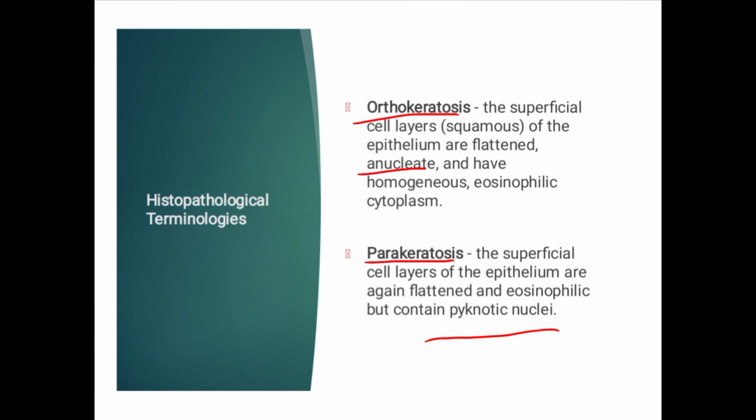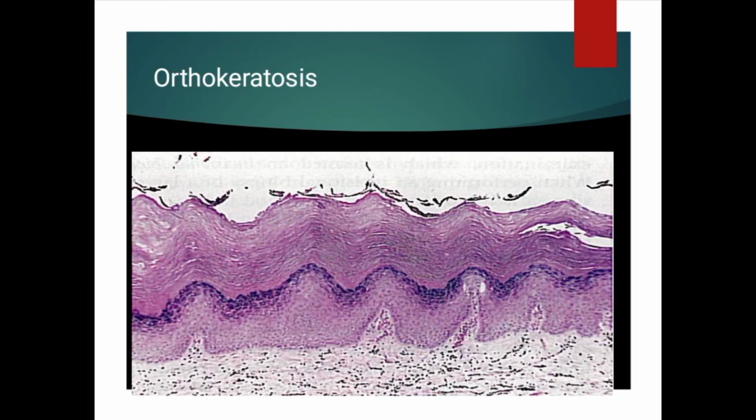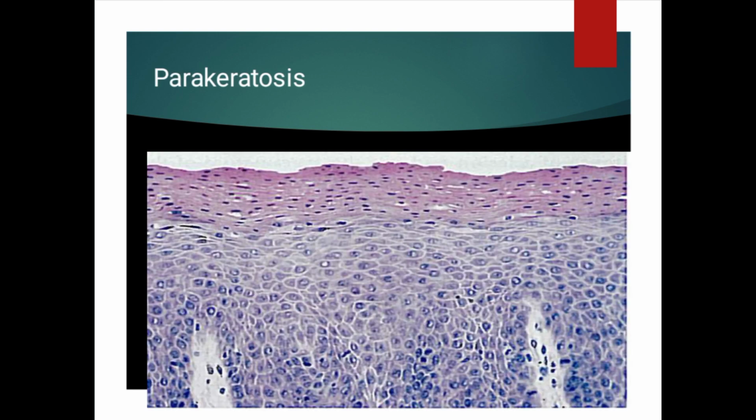Both are flat and eosinophilic, but the main difference between orthokeratosis and parakeratosis is the presence of nuclei. In ortho there is no nuclei, but in para there is nuclei. You can see here the connective tissue, then the epithelium, and you can also see the keratinization which has been happening here. It is orthokeratinization, orthokeratosis. Now there is parakeratosis, the nuclei is present here.